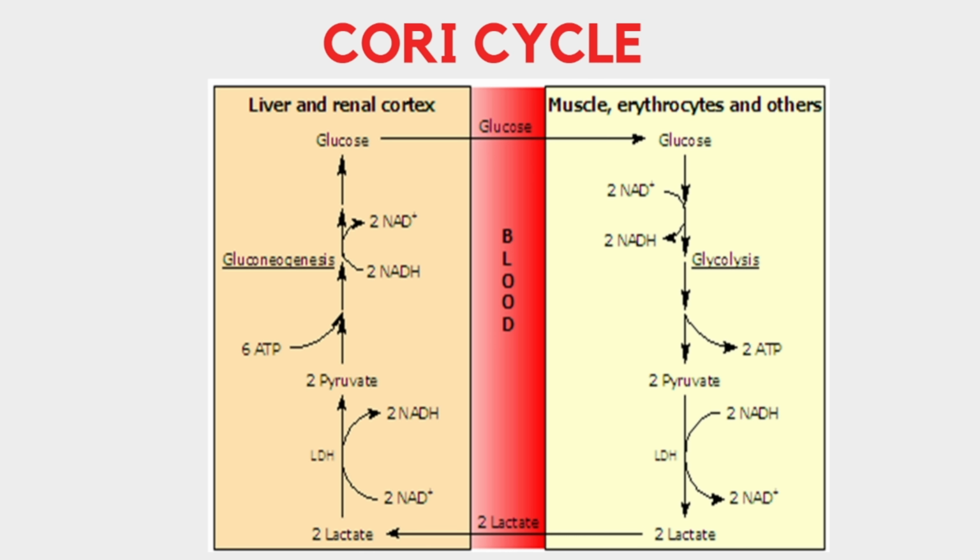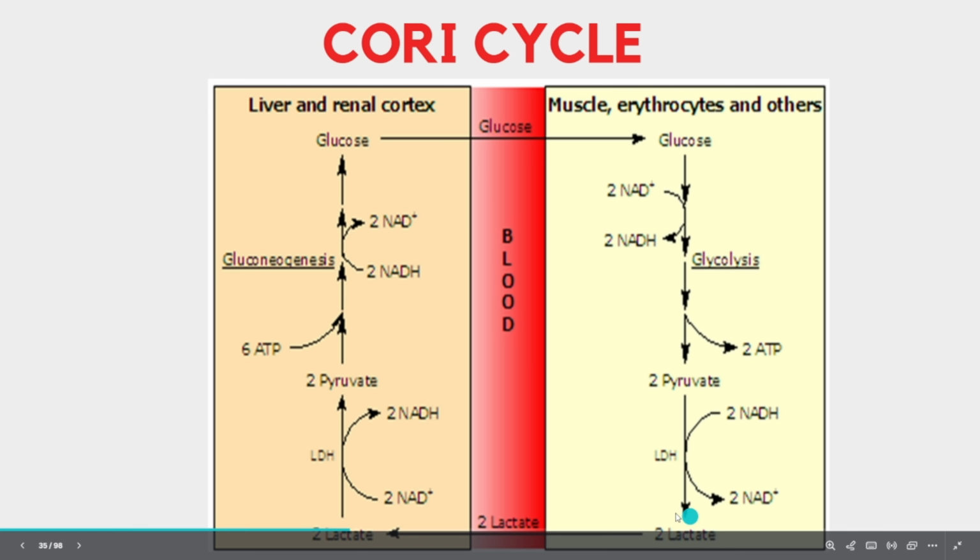Okay. Next is the Cori cycle. Why do you want to learn about gluconeogenesis? One of the key examples is the Cori cycle. So what is the Cori cycle? The Cori cycle is actually the cycle between the liver and muscle. If you remember, in our muscle, when you do vigorous exercise, you will perform anaerobic respiration, right? Anaerobic respiration produces lactic acid.